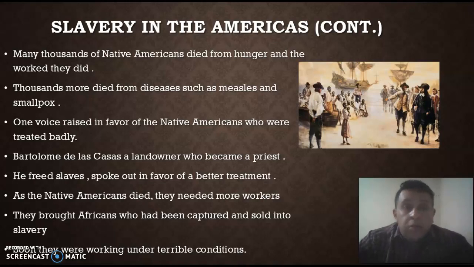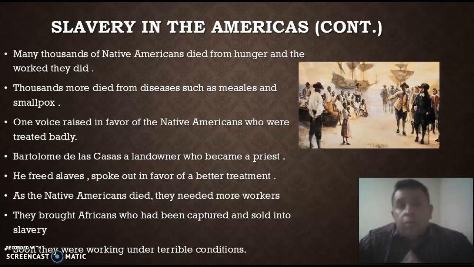Well, we also have to understand that the Europeans, when they arrived with their ships, brought diseases. Two of the main ones that took many Native American lives were measles and smallpox. Because they didn't have any medication and didn't know how to cure them, most of them passed away.